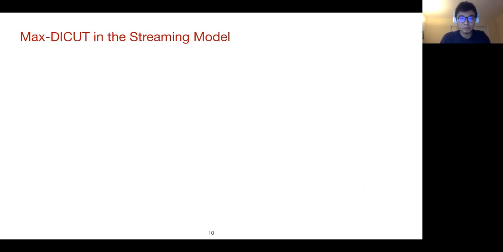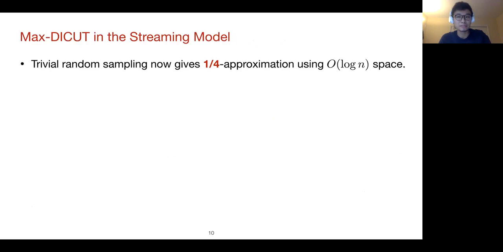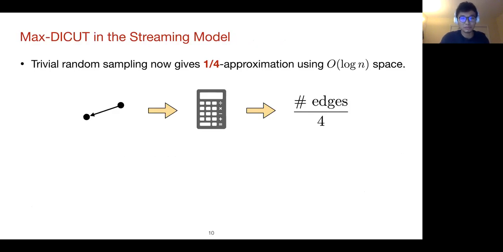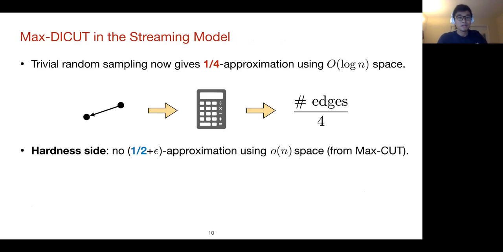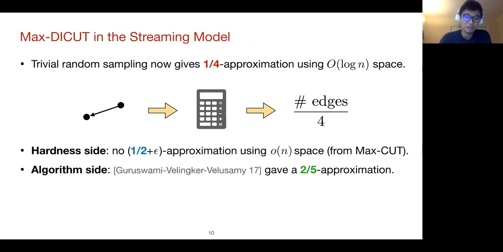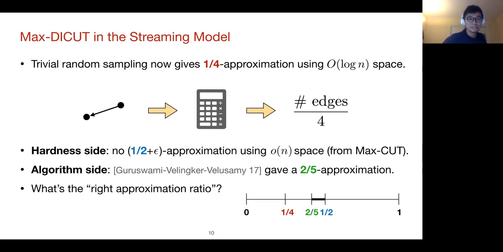So the starting point is the Max-DICUT problem, and as mentioned before, there's a trivial 1/4 approximation algorithm, similarly by just outputting the number of edges divided by 4. However, on the hardness side, there's only a 1/2 approximation hardness due to the Max-DICUT. And on the algorithmic side, the best known algorithm before our work only gives a 2/5 approximation. So there's a gap between the upper and lower bound. The natural question is then, what's the right approximation ratio for Max-DICUT in the streaming model? Also, what about other CSP problems?